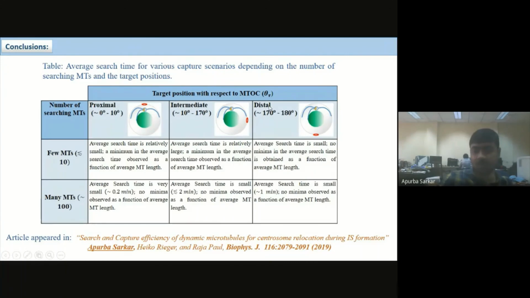For the distal position of the target, we did not get any optimization in the average search time, and the average search time is small. For many microtubules, we see that the optimization feature is lost as a function of average microtubule length, but the search time is 0.2 minute for the proximal position of the target, and for the intermediate position of the target, it is less than or equal to 2 minutes. For the distal position, it is 1 minute.